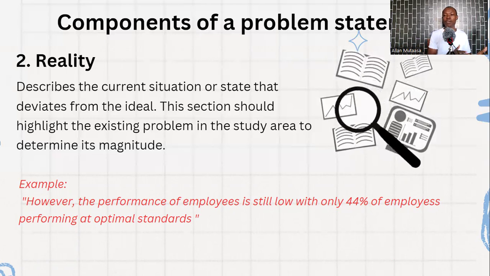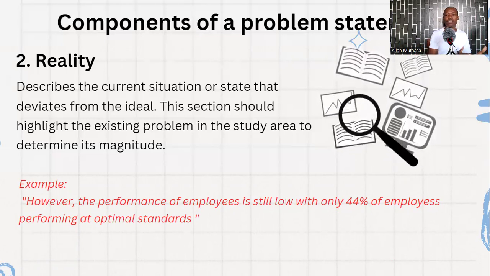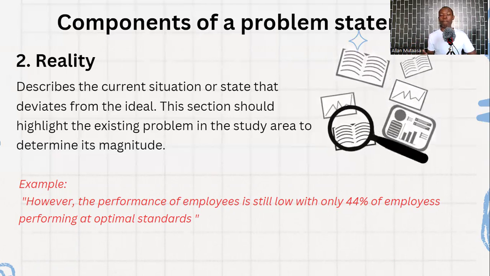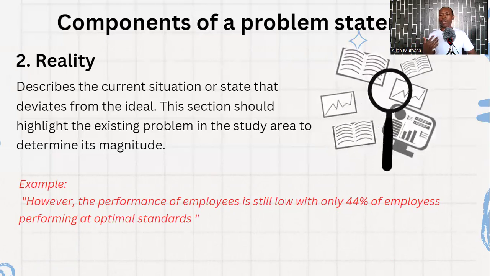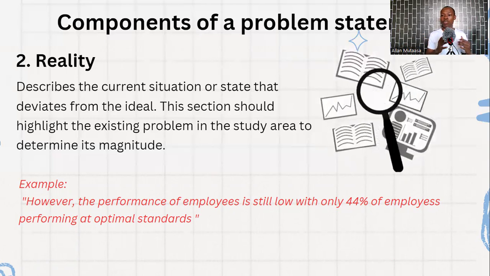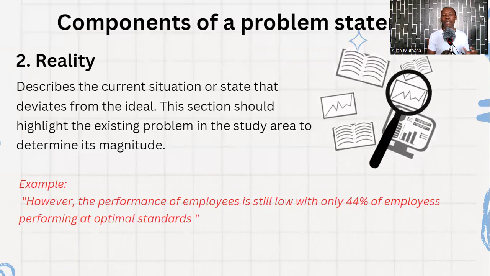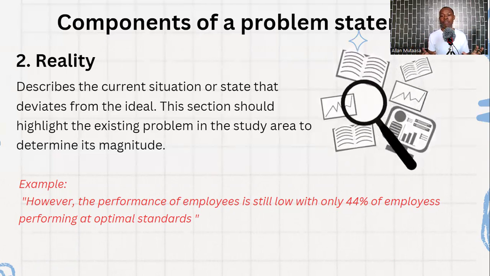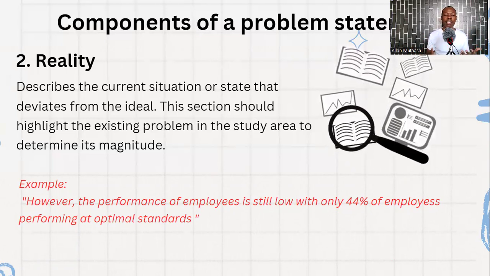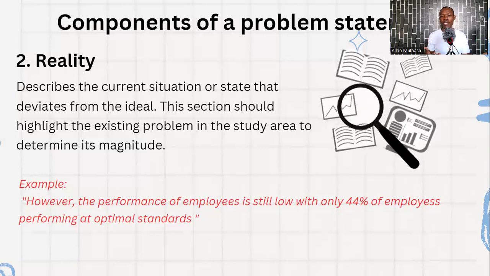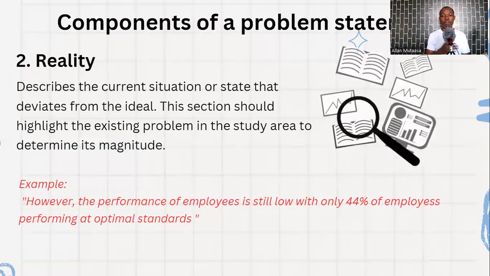So we need to see where do we get information that talks about performance of employees in public entities. Can we get it from public reports? Can we get it from reports from these entities that they publish? Okay, so where can we get them? So if we can get those, then we need to see a way of quantifying the reality that is happening in the country. So the example that I gave here is, however, the performance of the employees is still low, with only 44% of employees performing at optimal standards.